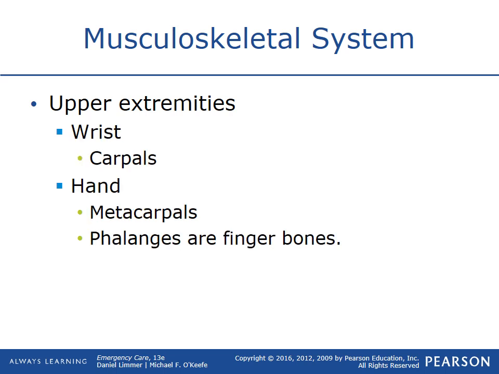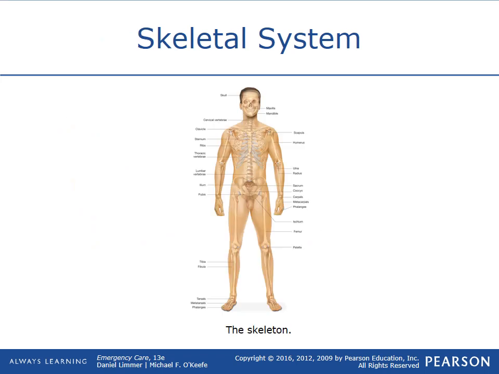Our upper extremities have wrists, which are made up of carpals, and the hand has metacarpals, and then the phalanges are the finger bones, just like the phalanges are toe bones too. So that makes up our skeletal system. Bones that you should become familiar with, study, know where they're at, so that you can understand and describe what types of things you see when you go on an emergency call.